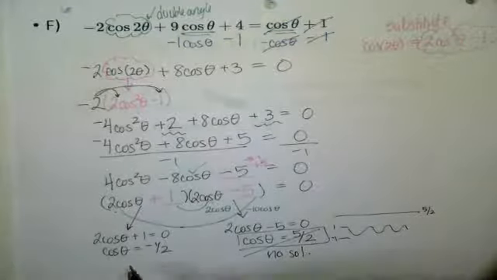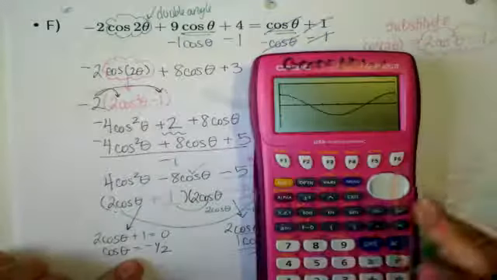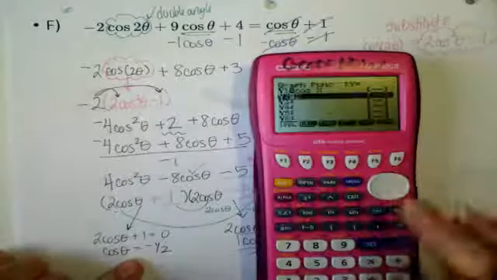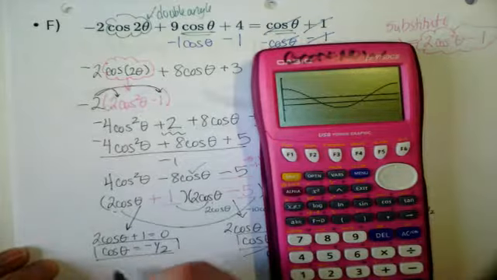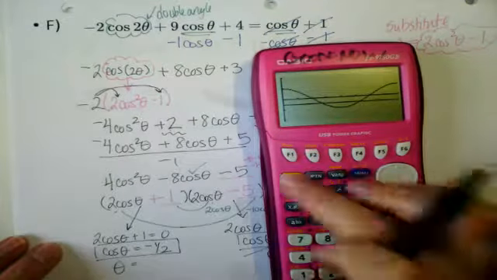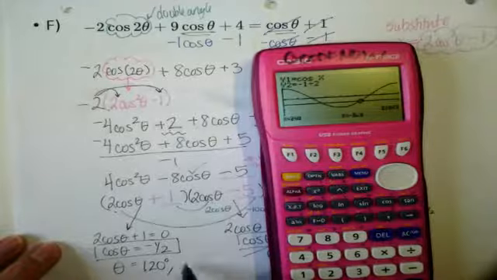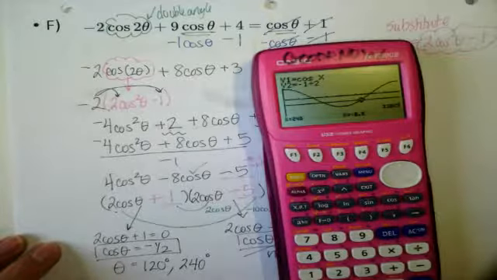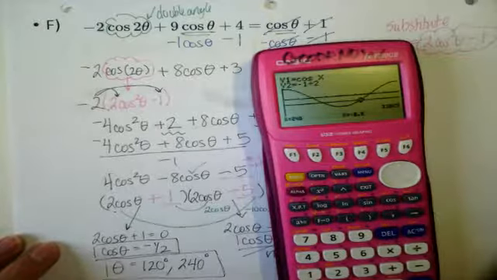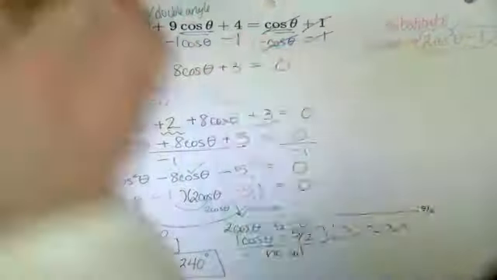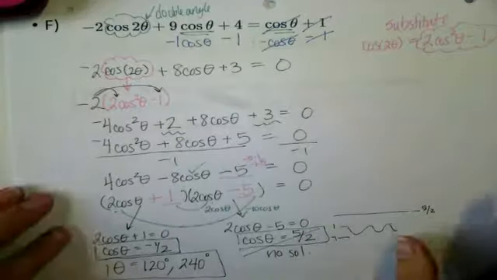But over here, we definitely have a solution. So I'm going to go back to my graph and type in -1/2 for y2 and graph it. Find that intersection. Calculate the intersection, and we get theta is 120 degrees. Move over, do it again, and 240 degrees. So those are our solutions for the angle. So really cool. Enjoy this.